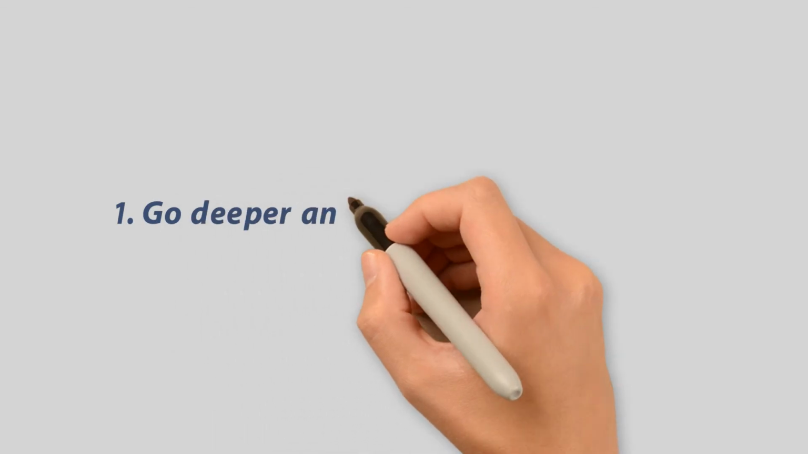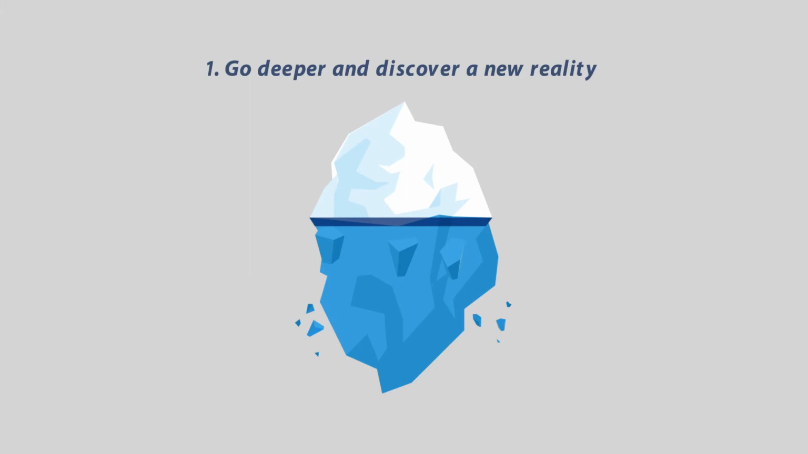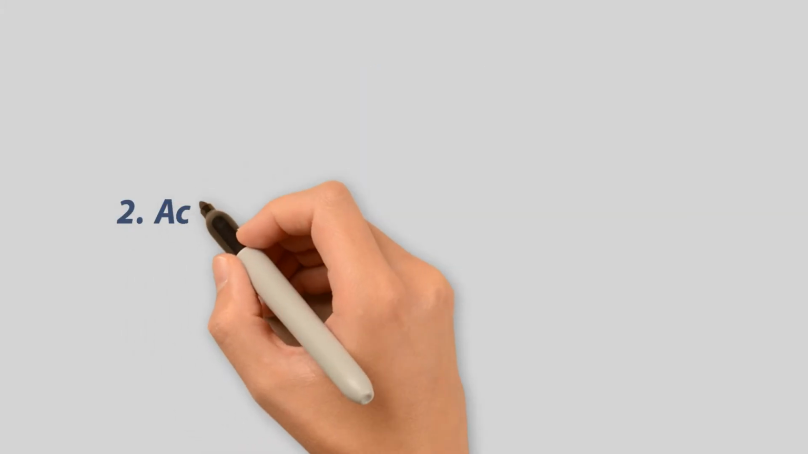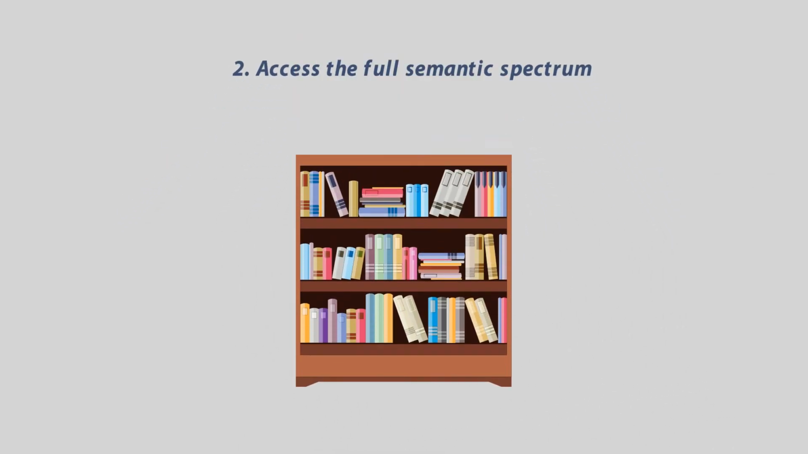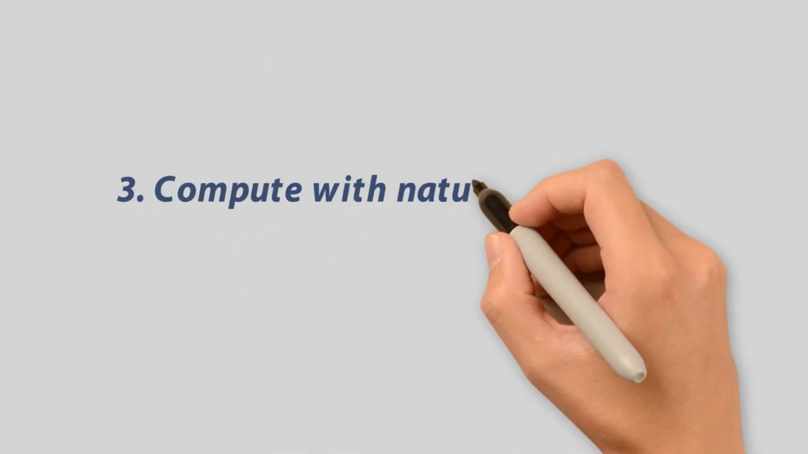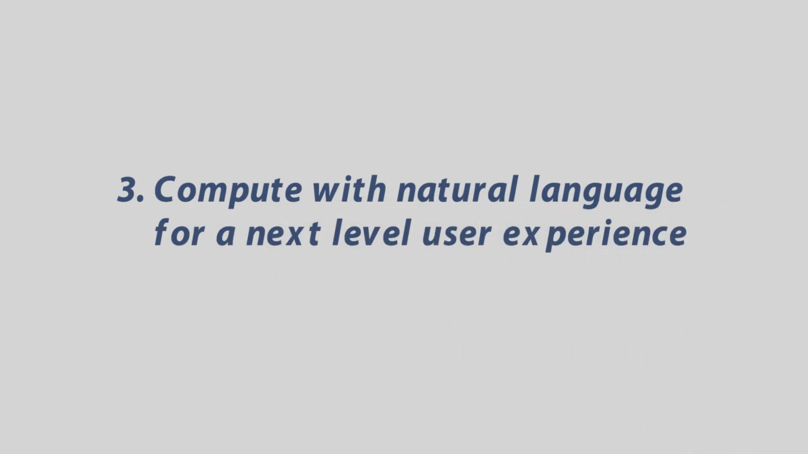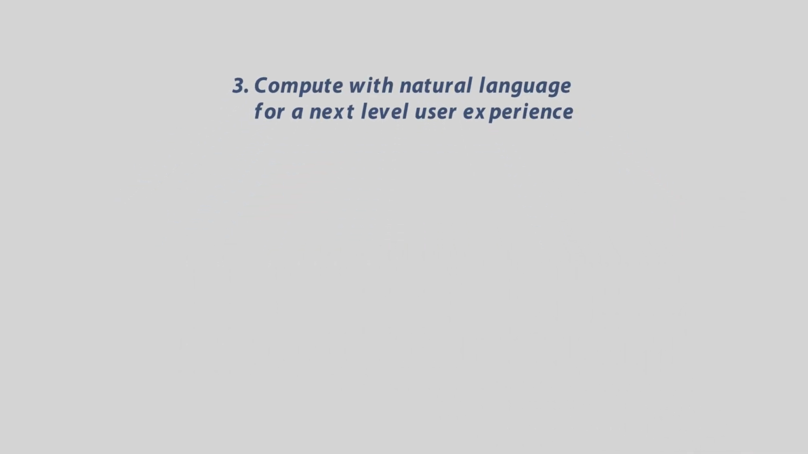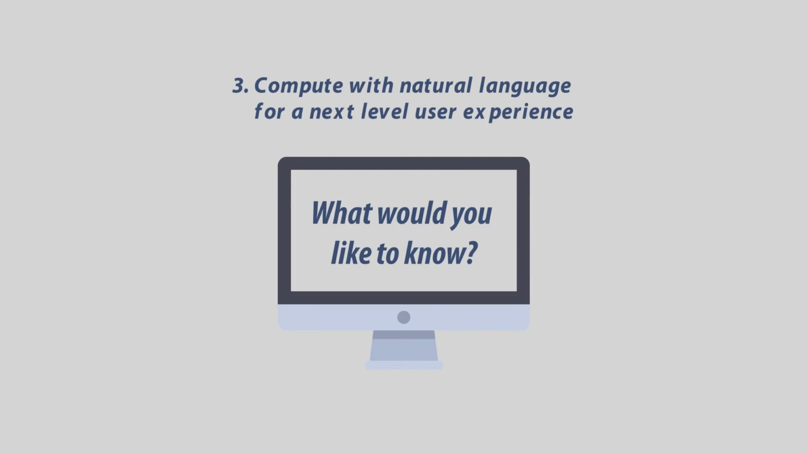You can finally go deeper and explore more than just the tip of the iceberg. Based on newly gained information, you'll get to a more realistic analysis. You can access the full semantic spectrum, significantly increasing the quality and richness of your analysis. You can build one of the first systems capable of handling imprecision, offering the capability to compute with information described in natural language. This is the next level of human-system interaction, enabling a user experience never seen before.